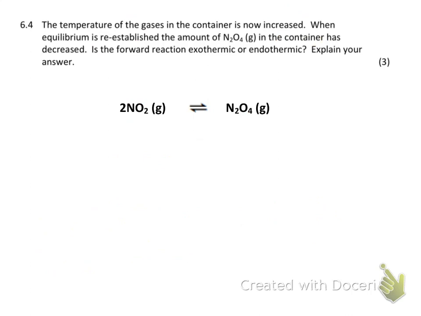All right, 6.4 is a bit of a tricky question. You need to work through the logic carefully. It says the temperature of the gas is increased, and when the equilibrium is re-established, the amount of N2O4 has decreased. Okay, so we increase the temperature, and that decreases the amount of N2O4. So if we increase the temperature, we know that we're going to favor the endothermic reaction. And because the amount of N2O4 decreased, we must have favored the reverse reaction, which is why the reverse reaction must be endothermic. And that allows us to conclude that the forward reaction must be exothermic, and hence delta H for the forward reaction is negative.